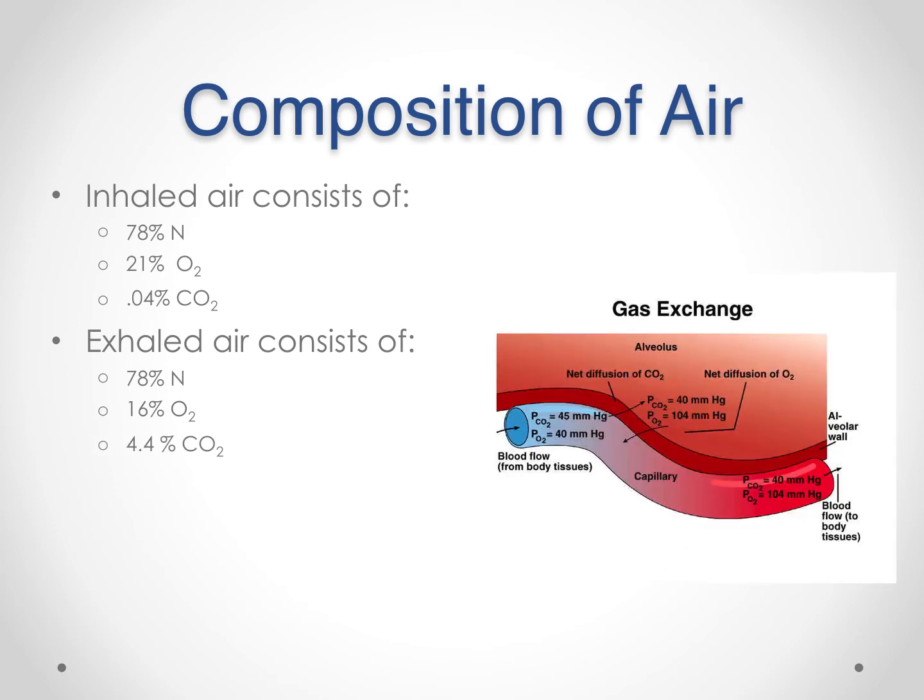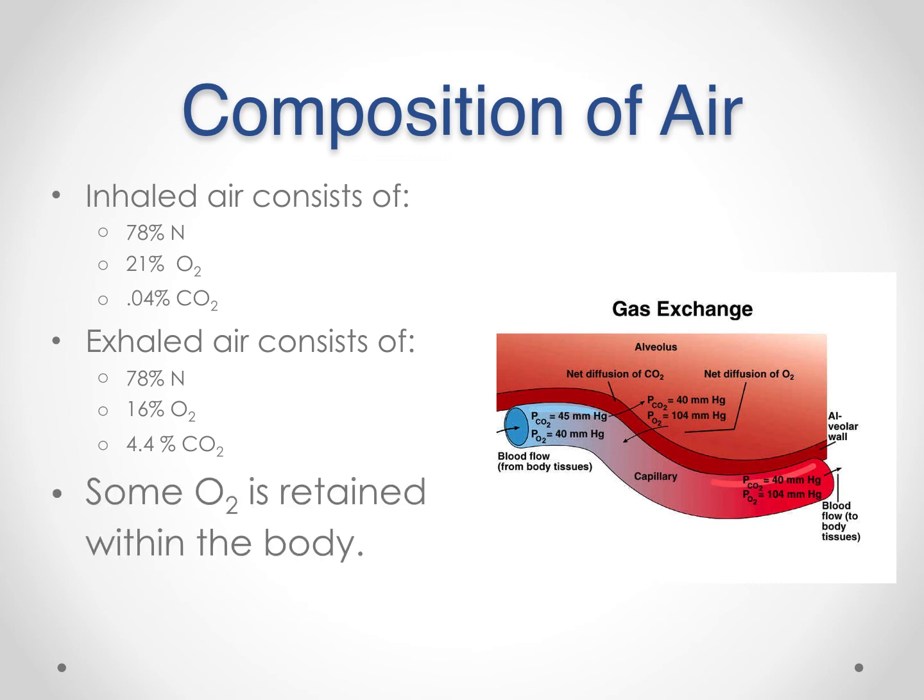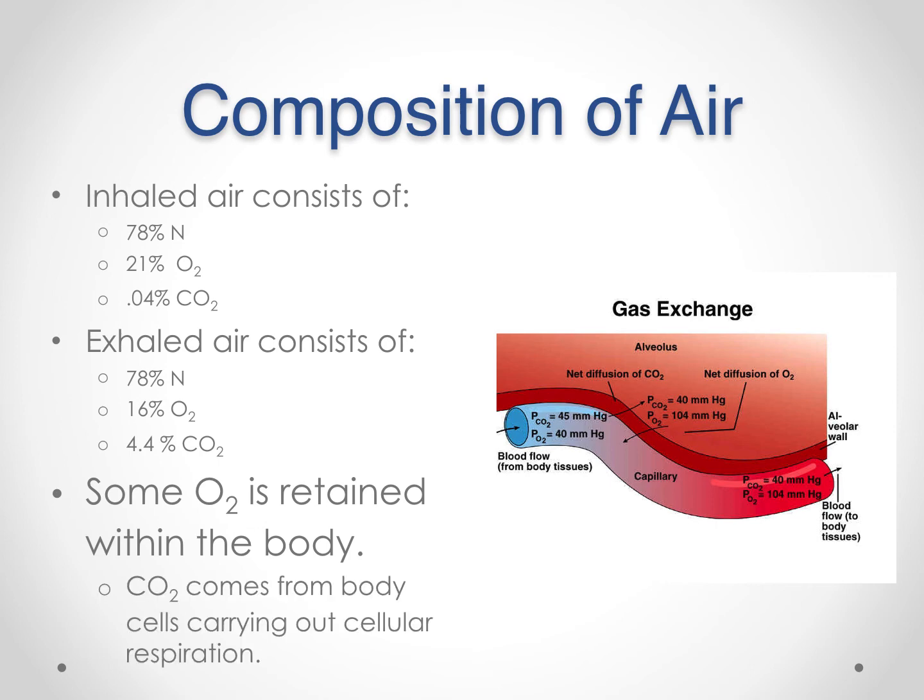However, we're going to release a higher level of carbon dioxide since that is the waste product that's being filtered out of the blood through the lungs at 4.4%. As noted, some oxygen is retained within the body, in fact, about 5%. Carbon dioxide then is coming from all other major body parts that have to carry out cellular respiration.